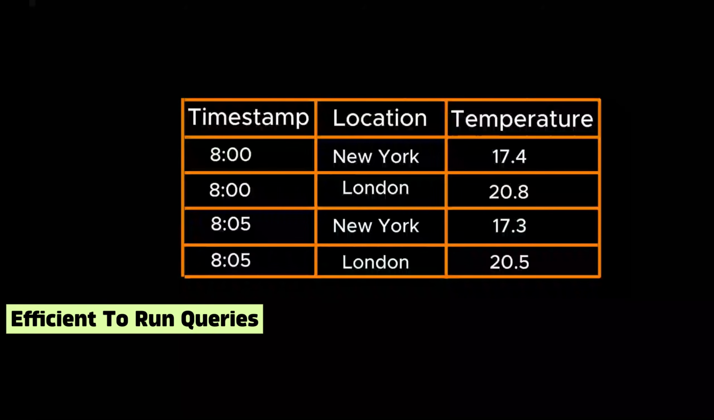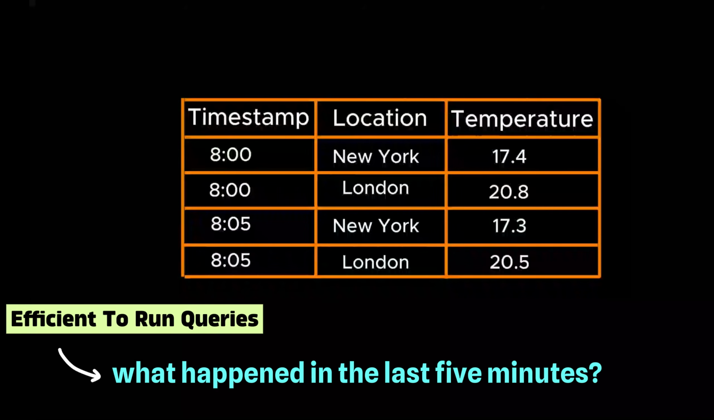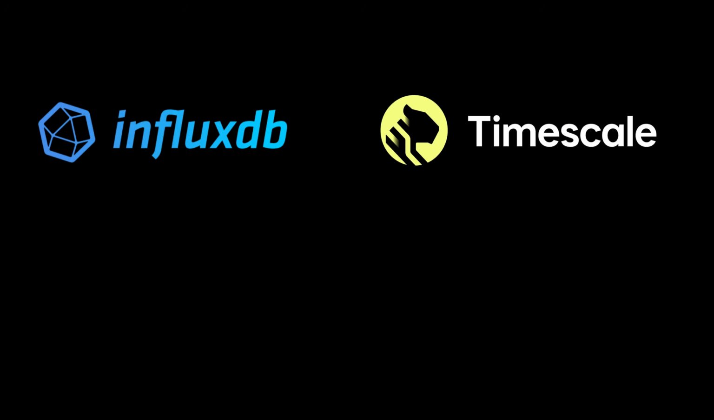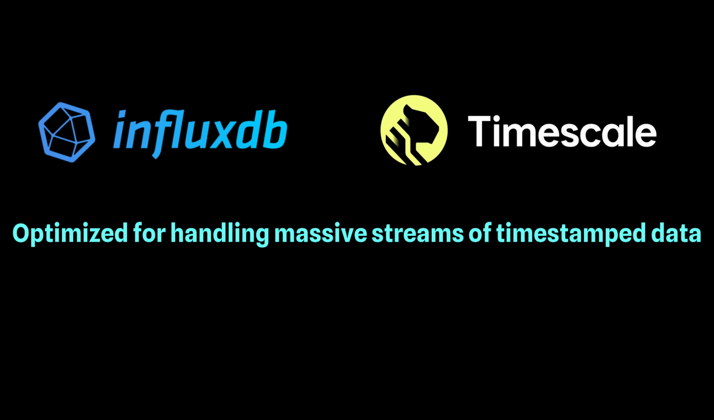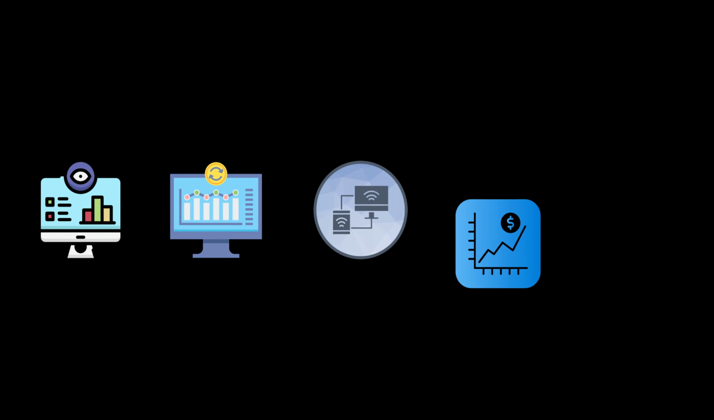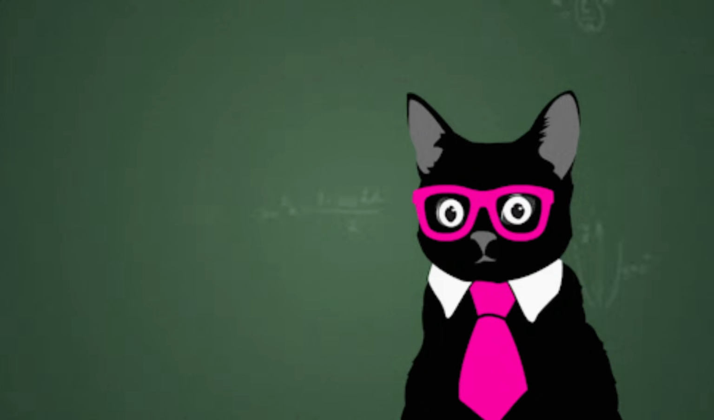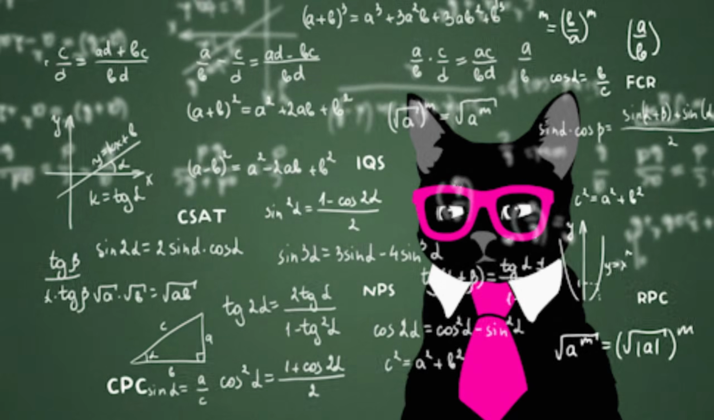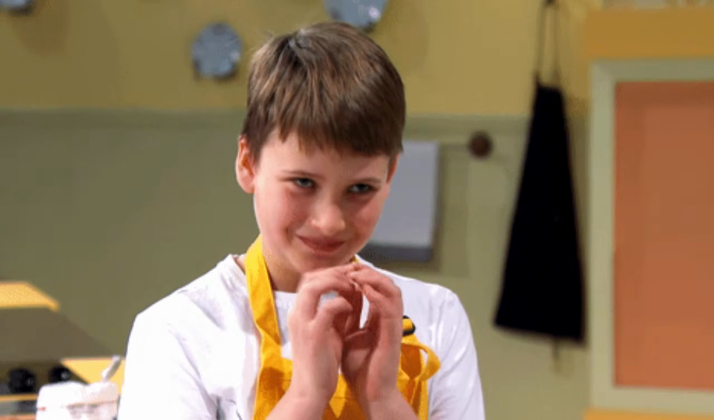This makes it efficient to run queries like "What happened in the last 5 minutes?" or "Show the average value per hour." Databases like InfluxDB and TimescaleDB are optimized for handling massive streams of time-stamped data. Time series databases are commonly used for application monitoring, system metrics, IoT devices, financial metrics, and event logs. They're not designed for complex relationships or transactional workloads, but they excel at tracking trends and answering time-based questions.